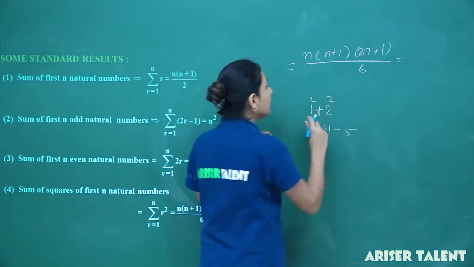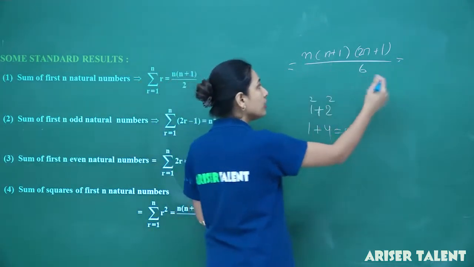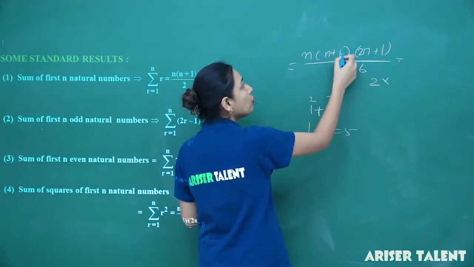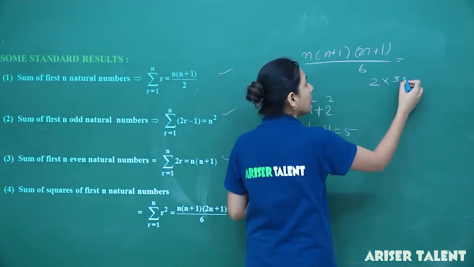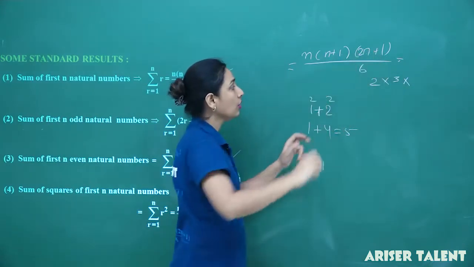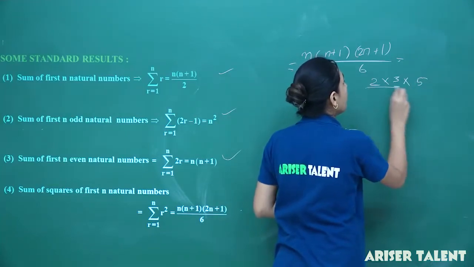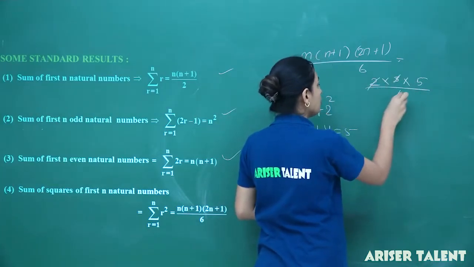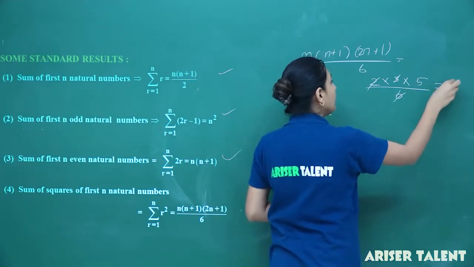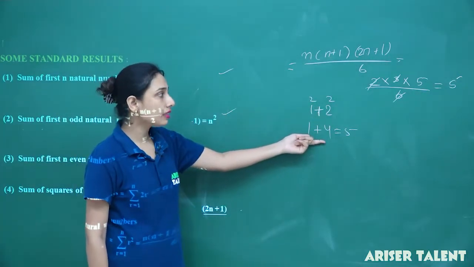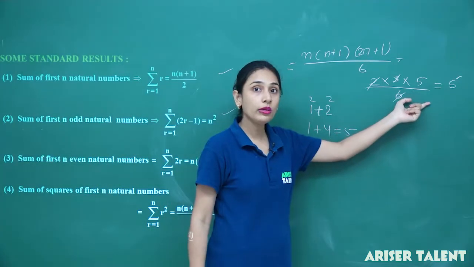Now, n equals what? 1 and 2. 2 is n. So that will be 2, multiplied by 2 plus 1, which is 3, multiplied by 2n, which is 4, plus 1 is 5. Okay, 5 by 6. So this is cancelled and we are left with 5. Now, this is taking less time, this is taking more time.